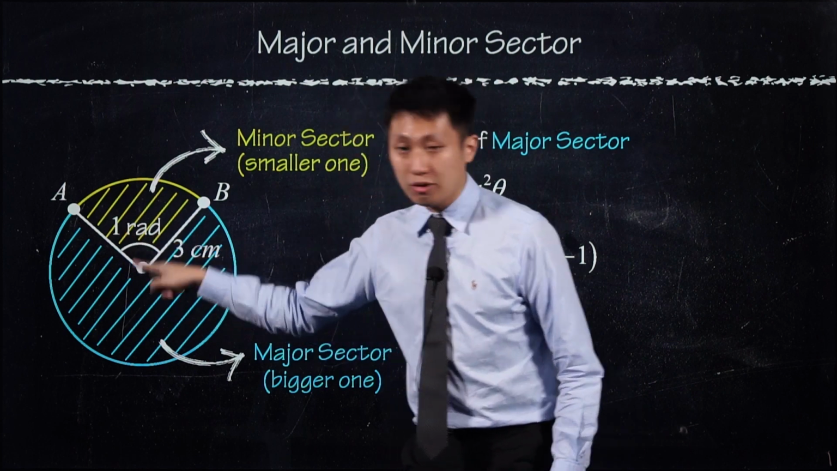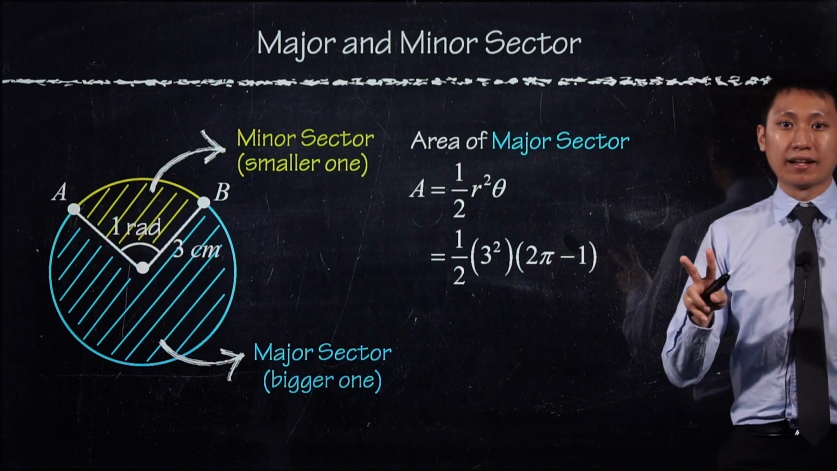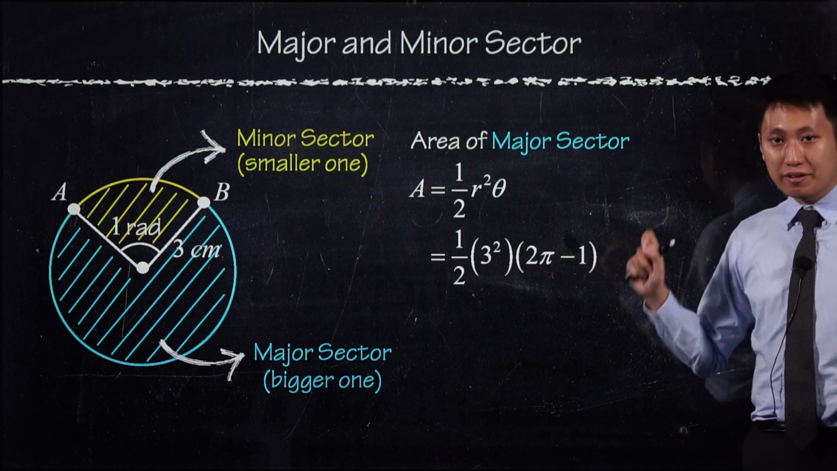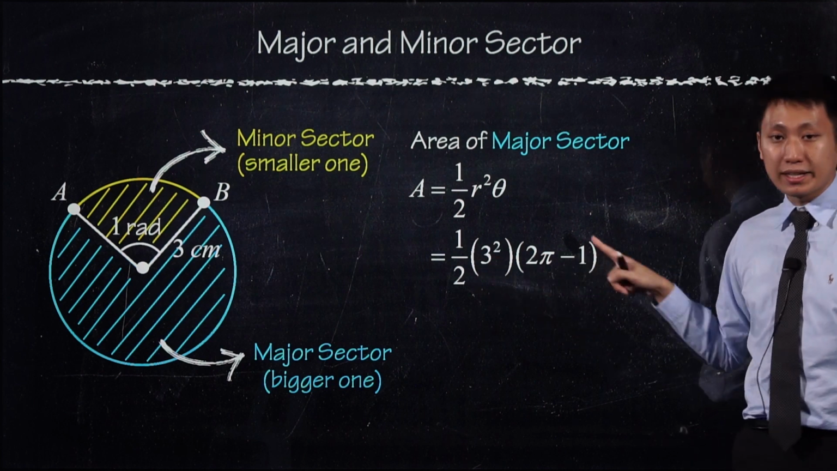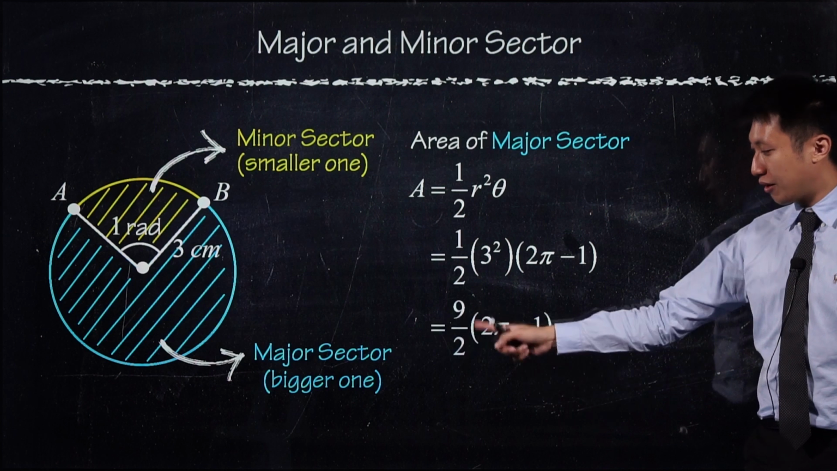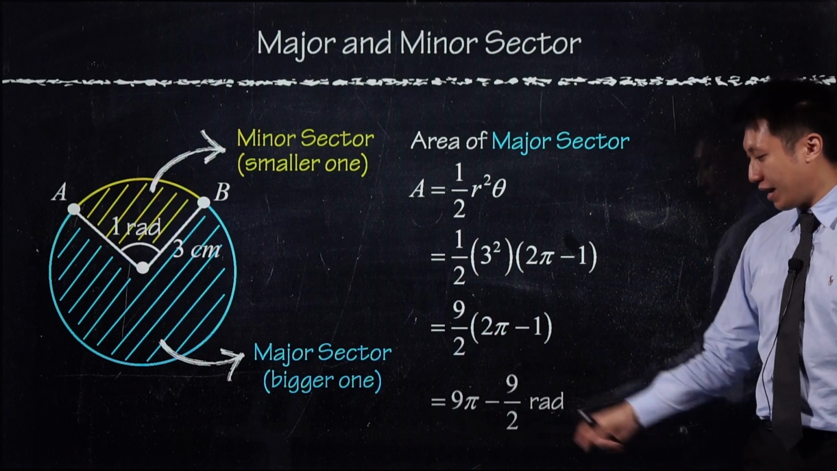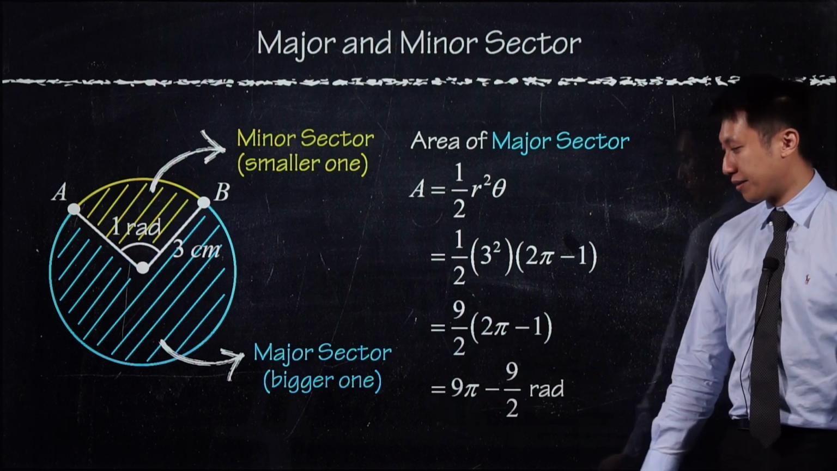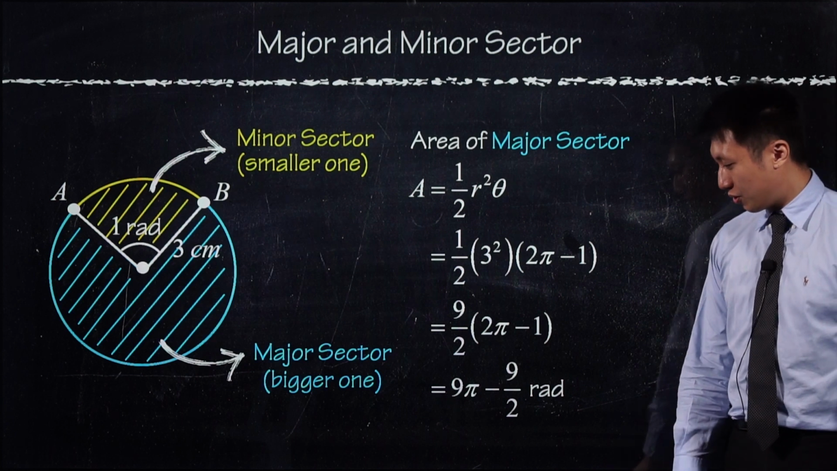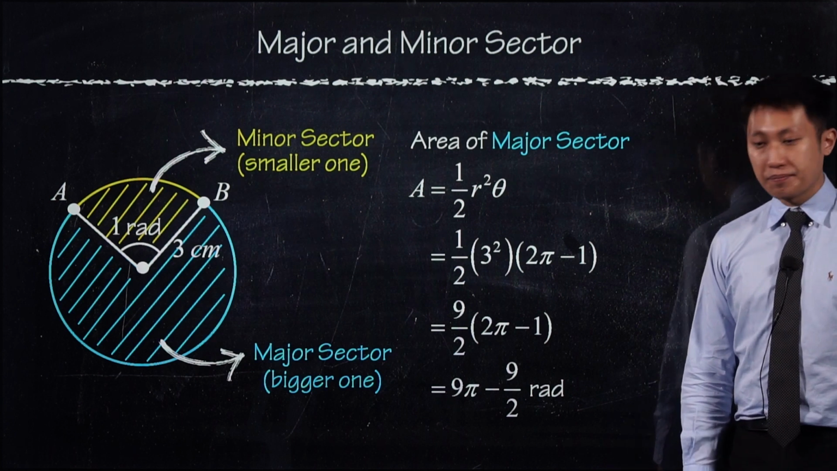This is in radian, this is 1 radian. This whole thing will be 2 pi radian. So that's 2 pi minus 1 radian, half r squared theta. So you get the answer. Now 2 pi minus 1, and hence you get this in terms of radian. Okay, so no problem. Yes, great.